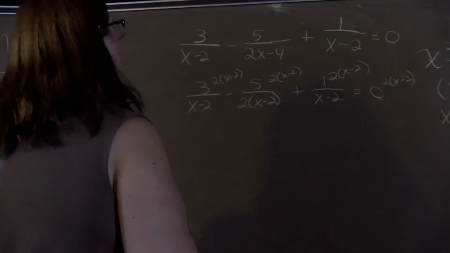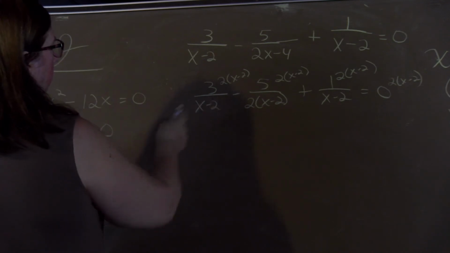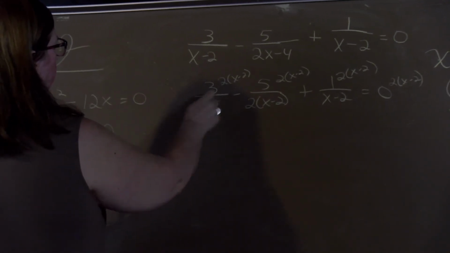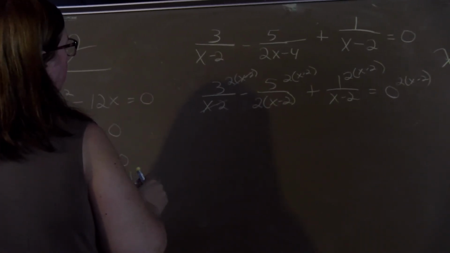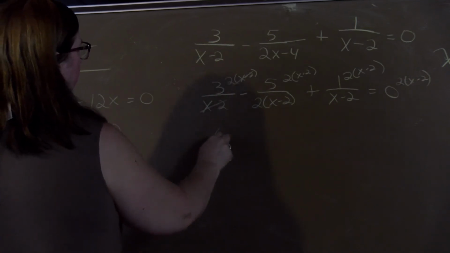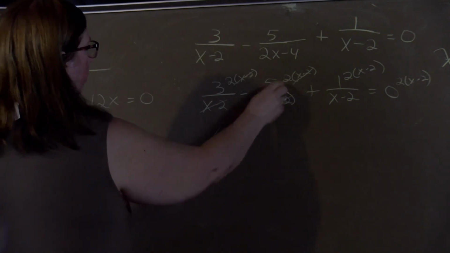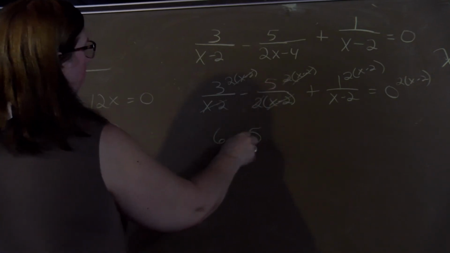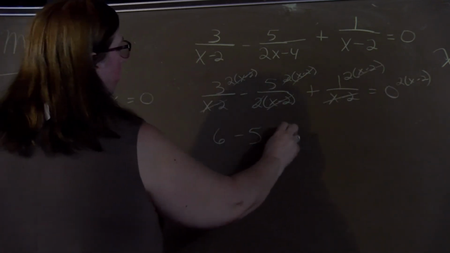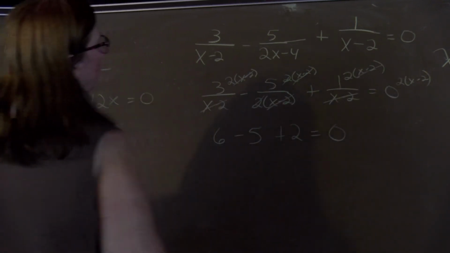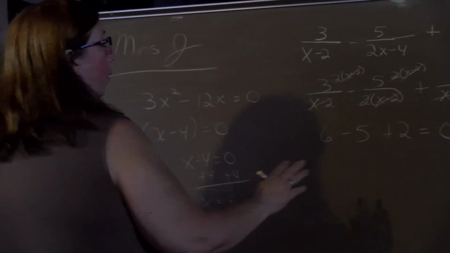So in the first one, the x minus 2's cancel, and we're left with 6. Here the x minus 2's cancel and the 2's, so we're left with a minus 5. And here the x minus 2's cancel and we're left with plus 2. When all of your variables fall out, there's a no solution or all solutions.